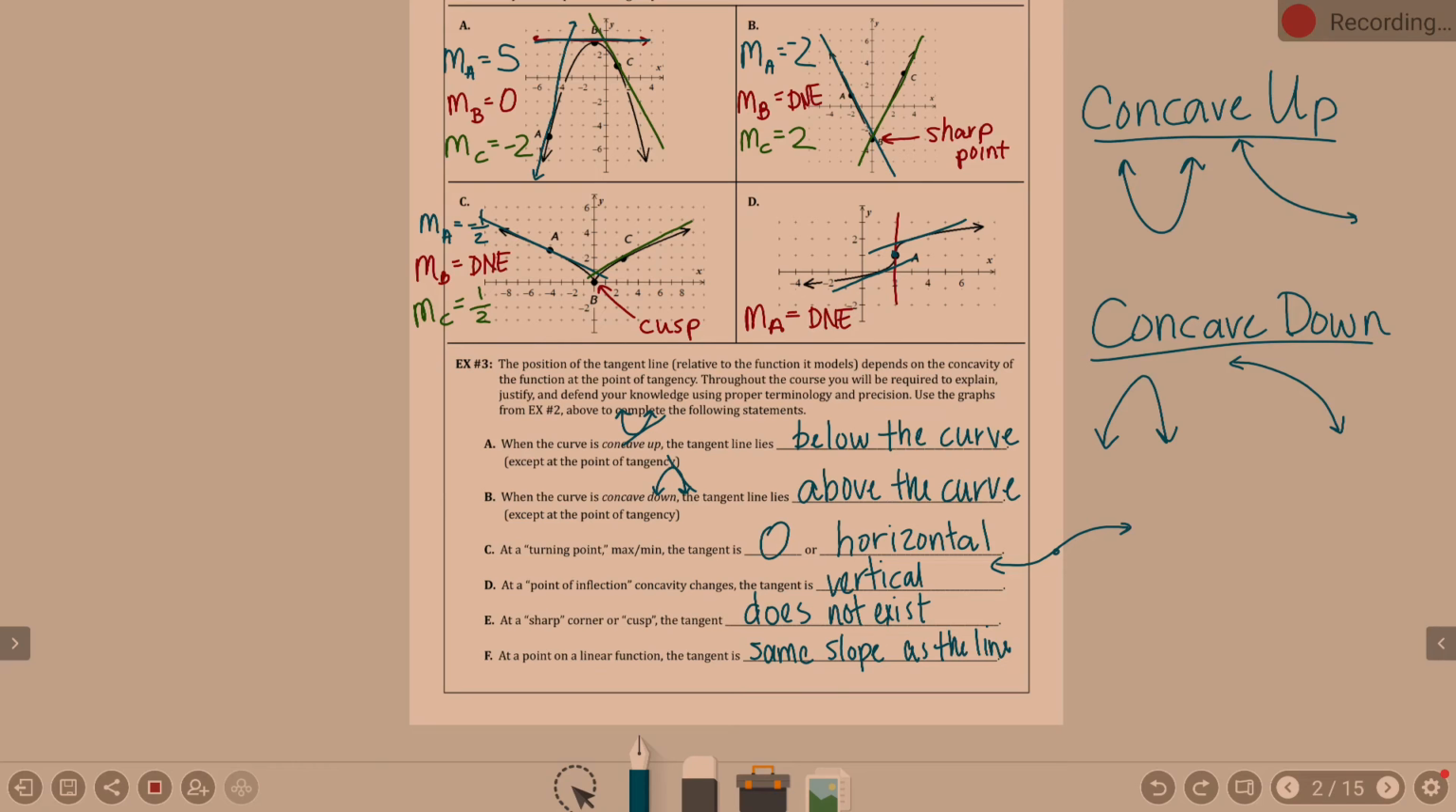I have a question. Why didn't we just draw on D, why didn't we just draw it horizontal? Because if it's tangent, a horizontal line would be cutting through the curve as opposed to running alongside of it, if that makes sense. We need to go alongside the curve.